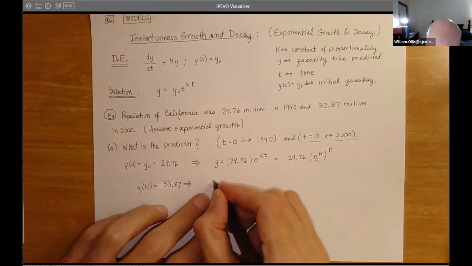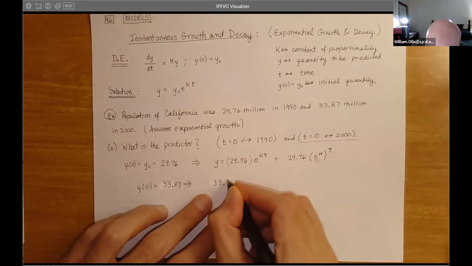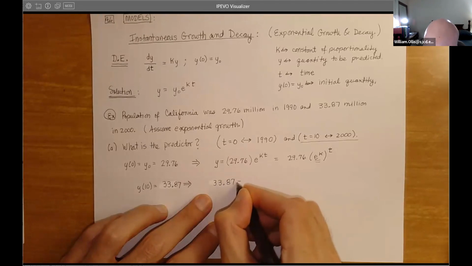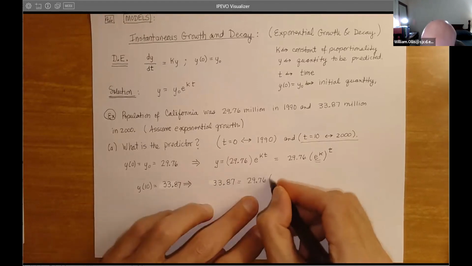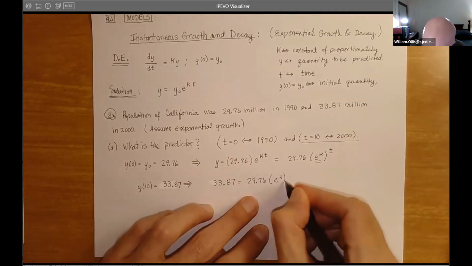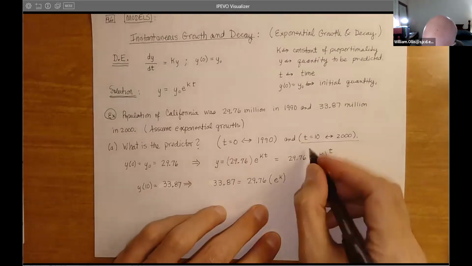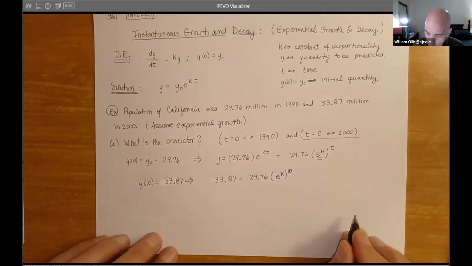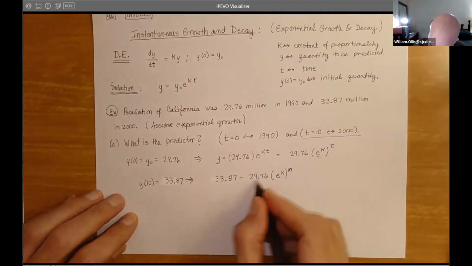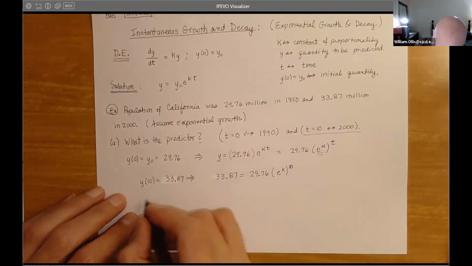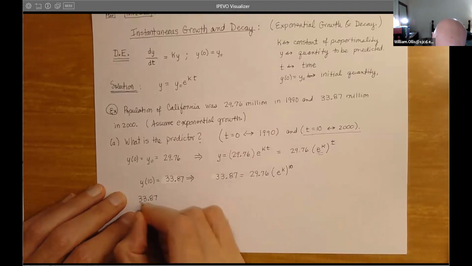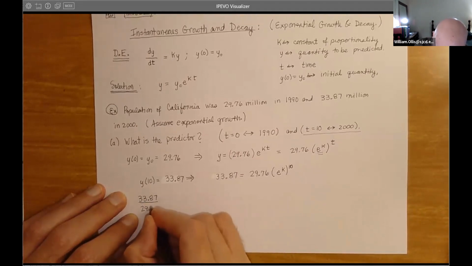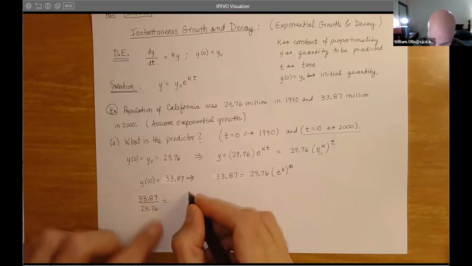So now this implies that 33.87 equals 29.76 e to the k raised to the 10th power, because 10 corresponds to 2,000. So now we're thinking, okay, well, let's go ahead and solve for e to the k. So let's divide both sides here by 29.76. So we have 33.87 divided by 29.76. So let's operate on this a little bit. Let's just move the decimals.